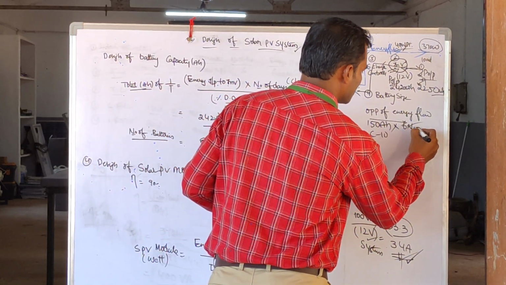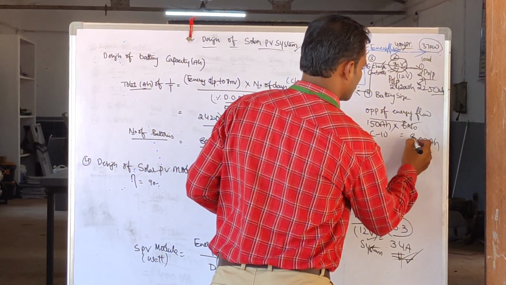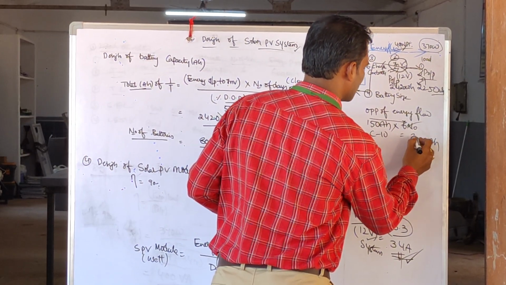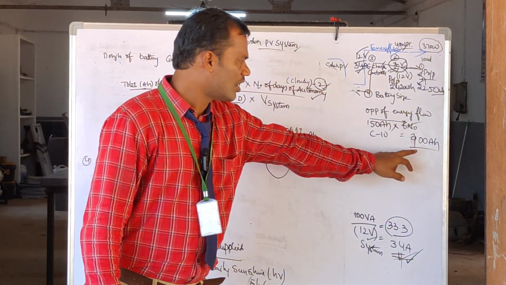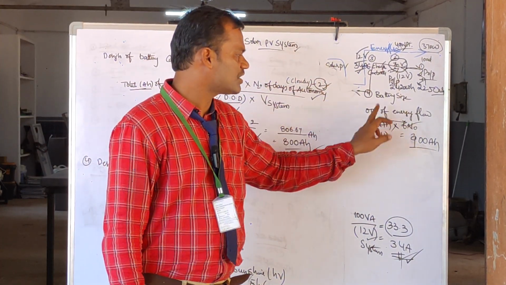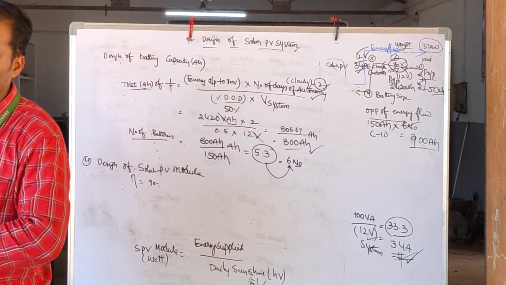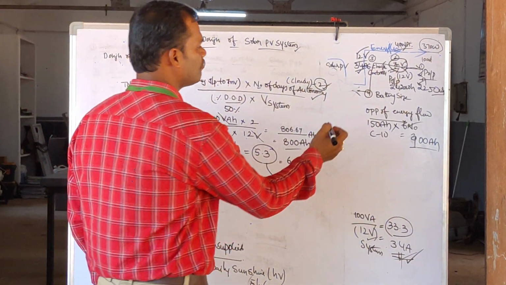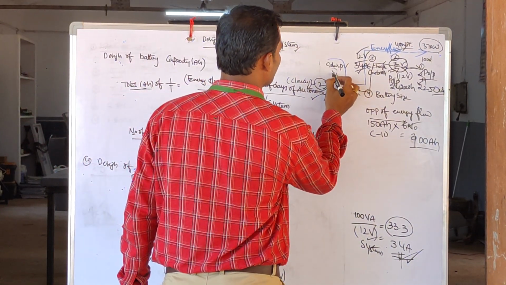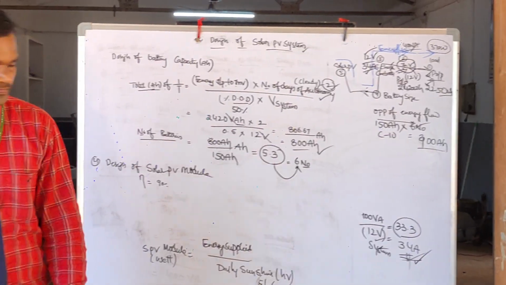I am taking 6 batteries to make a system of 800 Ah, or generally 12 into 5 is nothing but 900 Ah. So to supply this load, how many batteries are required? 6 batteries. They should be connected in parallel to supply an Ah capacity of how much? 900 Ah. So now successfully we designed 4 components. From the 4 components, the next component you have to design is our solar panels. How many solar panels are required?